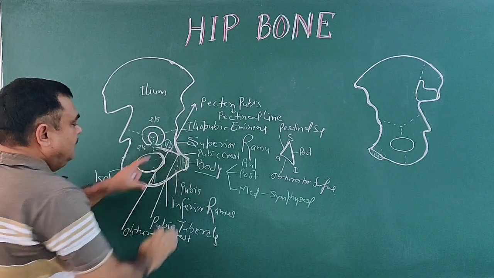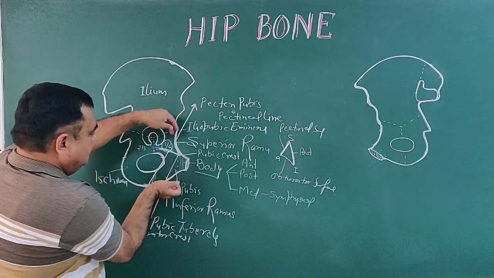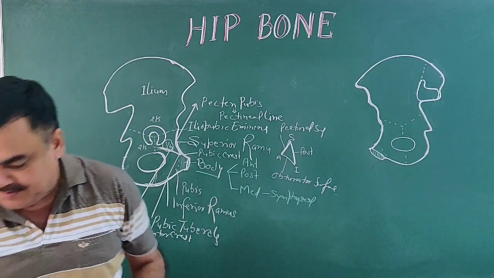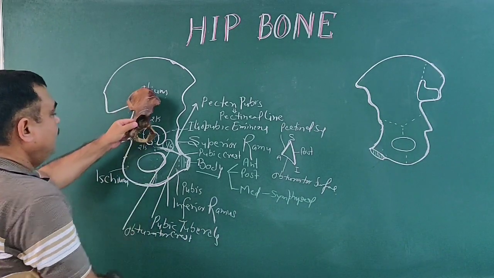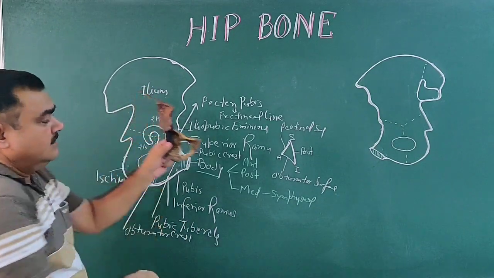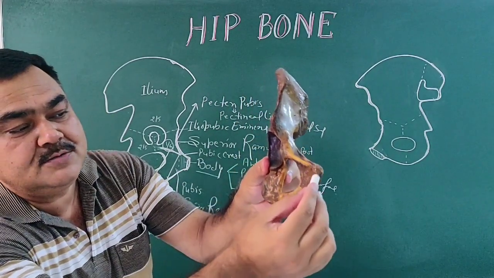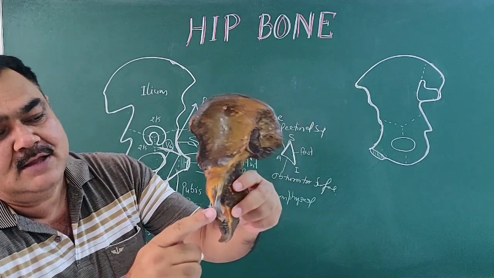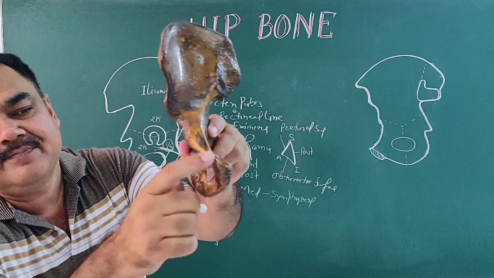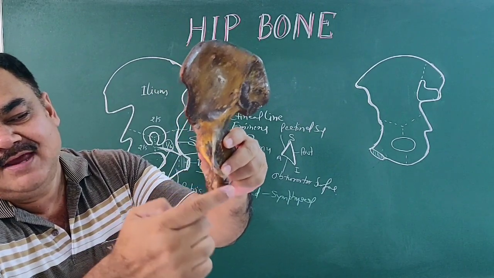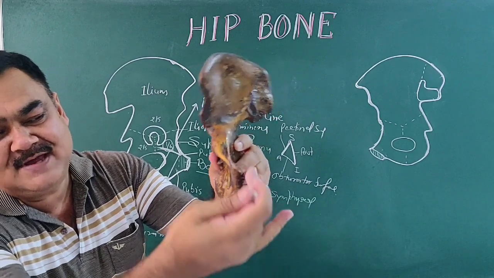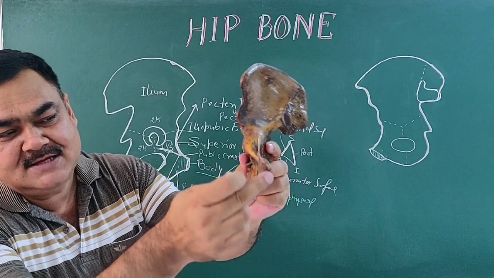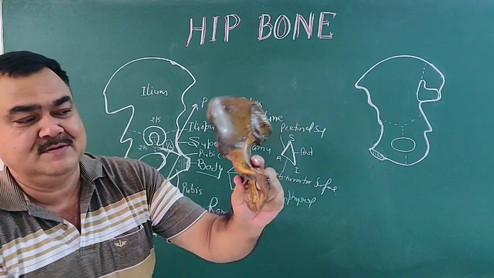So this is all about the pubis, the pubic bone. It has a superior ramus, an inferior ramus, and a body. Here is the pubic body. Here is the pubic tubercle, and this is the pubic crest. Here is the symphyseal surface, the medial surface. This is the anterior surface, and this is the posterior surface.